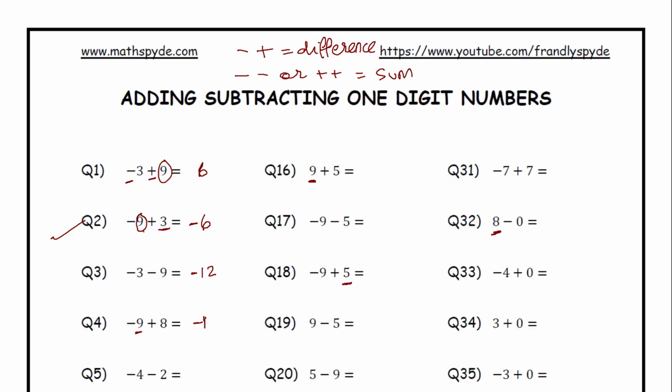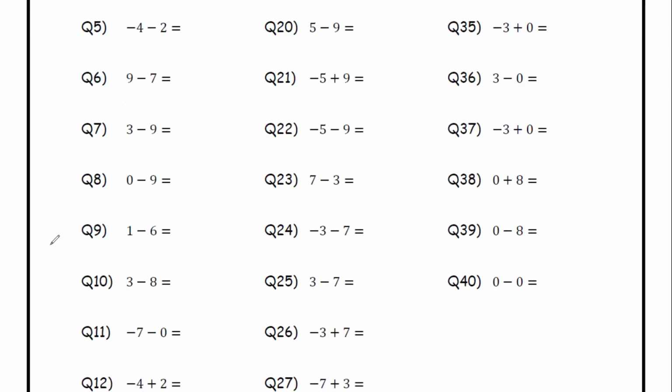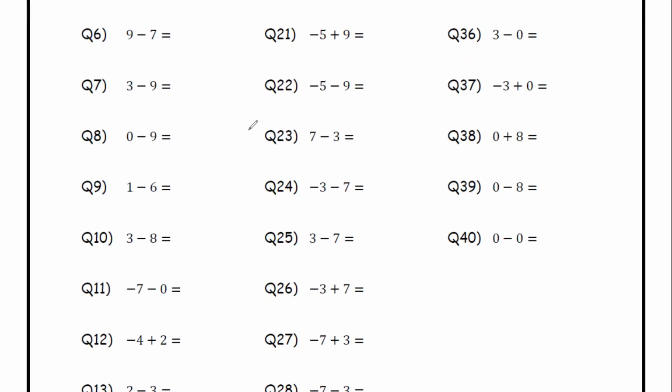Okay, so question 5, when you look at it, there are two negatives, so we take the sum. What is the sum of 4 and 2? 6. And we'll put the negative sign because both are negative. Got it? Okay, we go to next 5 numbers. 9 and 7. What should we do? Take the sum or the difference? We'll take the difference. What is the difference of 9 and 7? It's 2. And which is a bigger number? 9. And therefore, it will be a positive 2. So we don't need to put a positive sign.